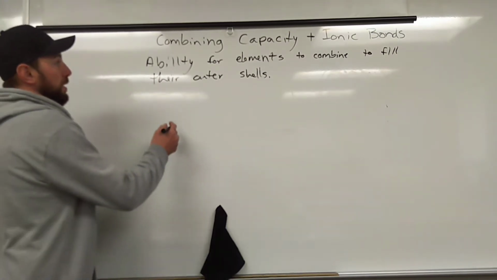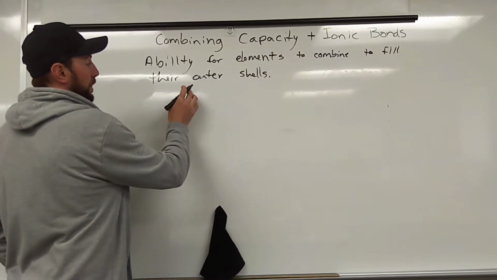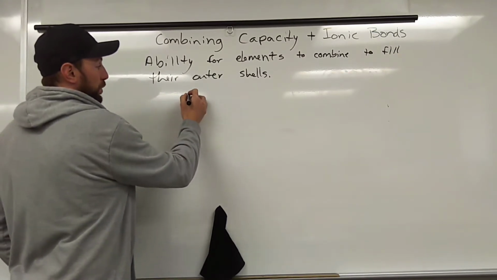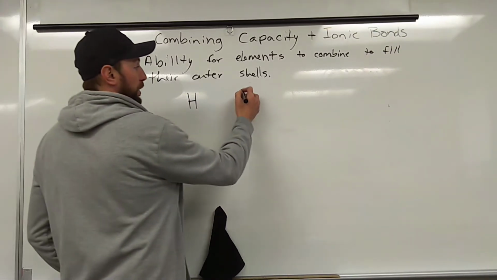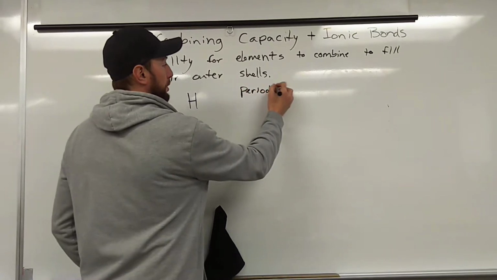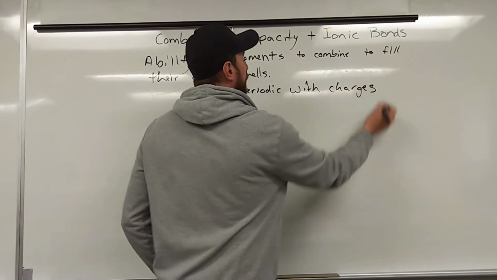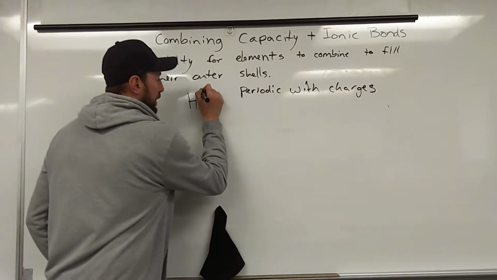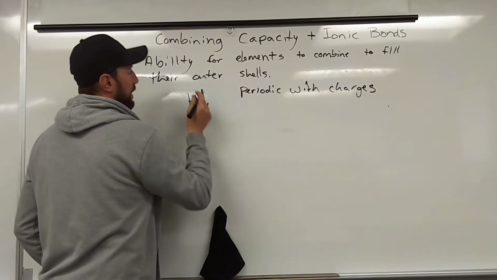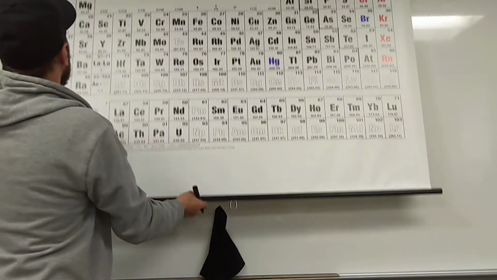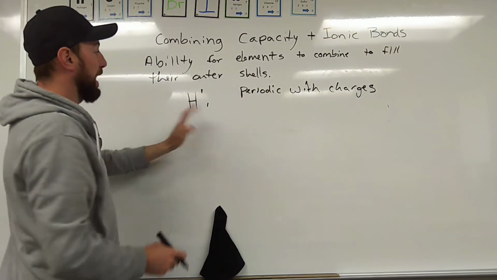So the combining capacity, we're going to look at the charge of each element. So we'll use hydrogen for example. Now, if you Google or look up a periodic table with charges, you can print one out. And what it does is it shows you your little element. It's got 1, it's got the weight, which is 1 and something else. Let's look at it here. 1, the weight is 1. So there, that's your hydrogen.